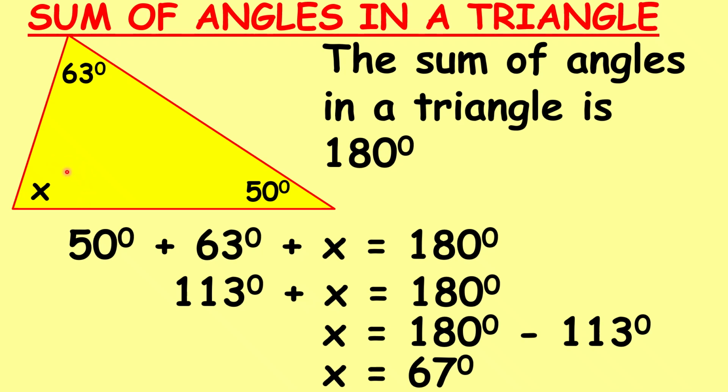So if we add 67 degrees to 63 degrees, that gives us 130 degrees. And by the time we add 130 degrees to 50 degrees, that gives us 180 degrees. And that aligns with the fact that the sum of angles in a triangle is 180 degrees. Therefore, our x is 67 degrees as earlier solved.